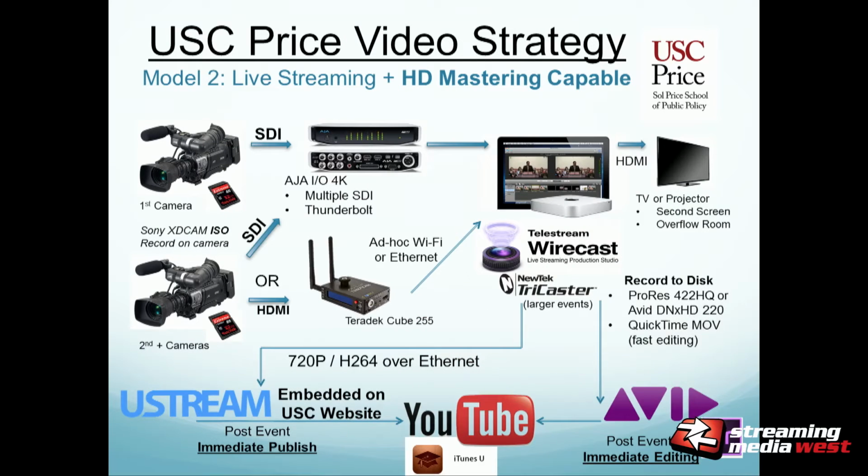Our more complex setup is something like this, which is our live streaming and HD mastering cable setup, where basically we will bring everything in via camera into an Aja IO 4K Thunderbolt device, throw it into Wirecast on a Mac Mini. For larger events like commencement, we'll run a TriCaster, depending on what we need. We can overflow out to second projectors or do iMag as we need.